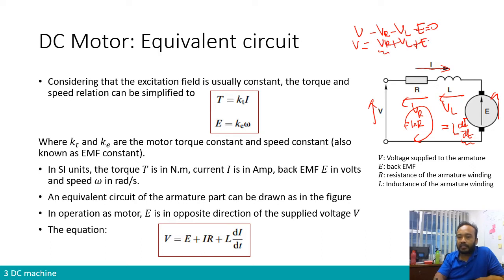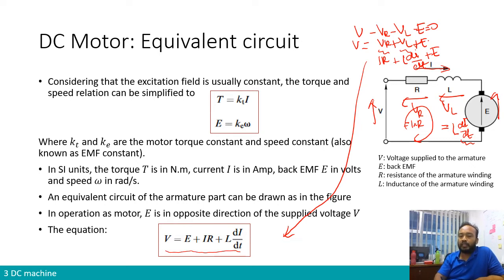And VR, what is VR? VR is basically I multiplied by R. VL is basically L di over dt, and E is just E. So we have this equation. This is exactly the same equation that we have at the bottom here. So we have V equals E plus IR plus L di over dt.